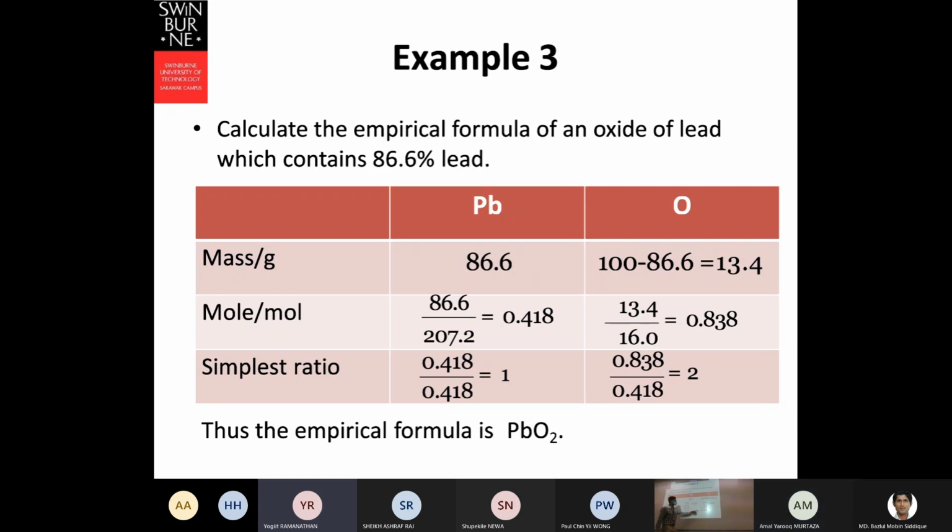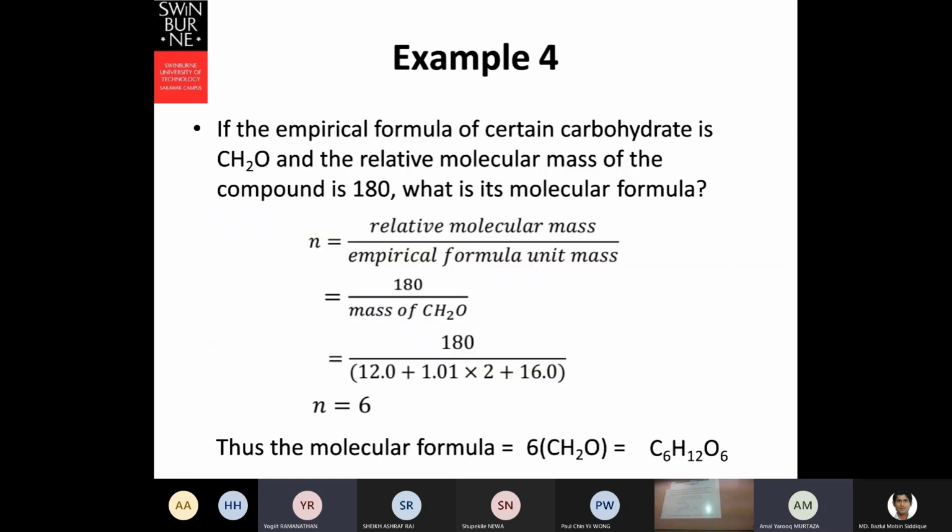So the ratio is 1:2. Lead is 1, oxygen is 2, right? So this is how we find the empirical formula. But to get the molecular formula, we do it later on.